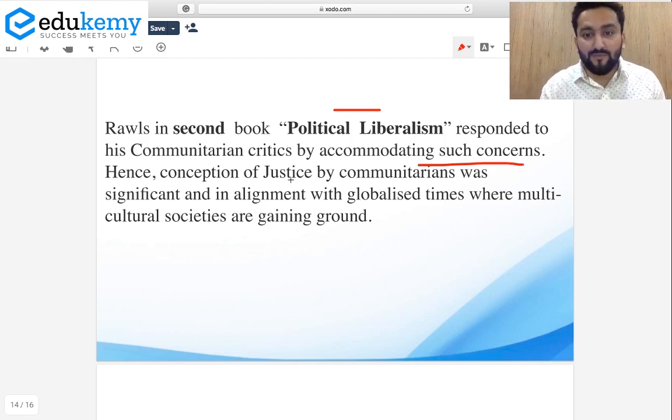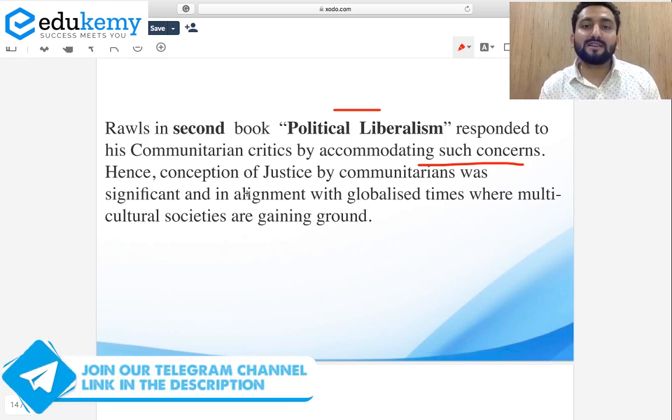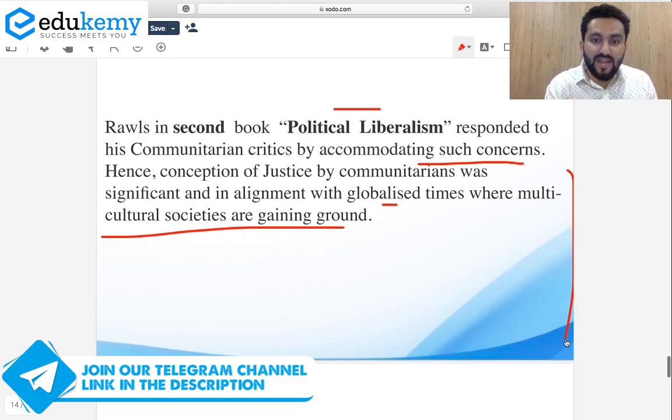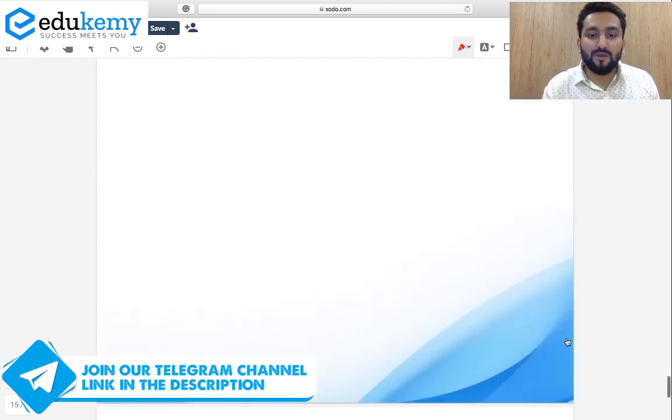So hence, the communitarian critique of justice was significant. That is why Rawls accommodated these criticisms. This shows the importance of the communitarian critique, right? And that's why I said in the start that political theory evolves on criticisms, right? In alignment with the globalized times where multicultural societies are gaining ground, we need communitarianism. We need to think about justice on the basis of diverse communities.